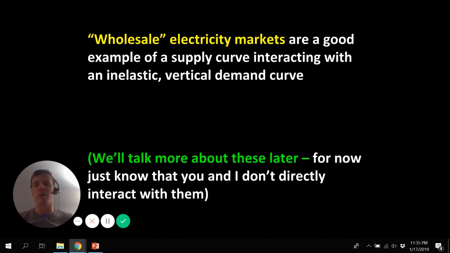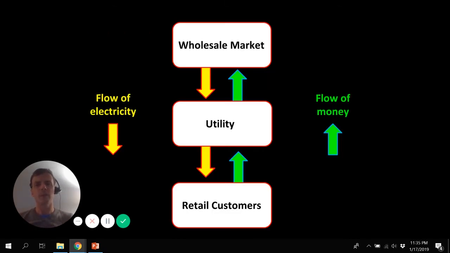So we will talk more about wholesale electricity markets later. For now, just know that you and I don't really directly interact with them. Wholesale markets are where utilities are buying and selling electricity from each other. And utilities then would deliver that electricity to us on our behalf. So we can think about it in a simplistic way as the flow of electricity going from wholesale markets to utilities to retail customers, and the flow of money going the opposite direction.